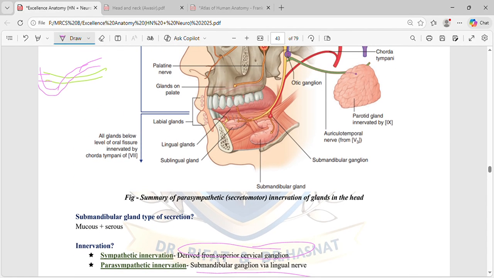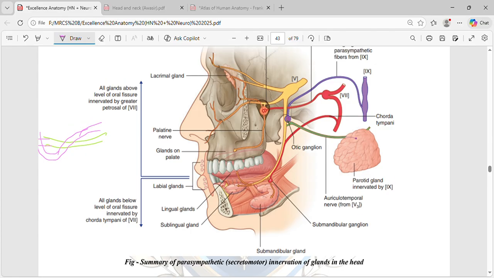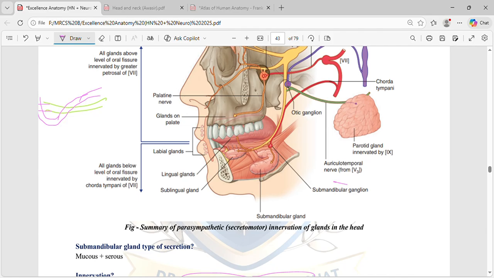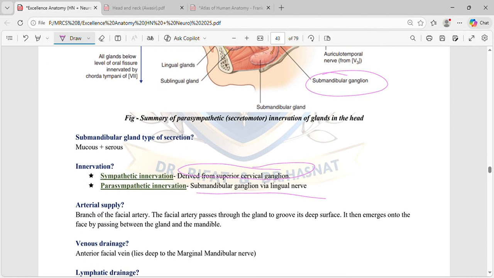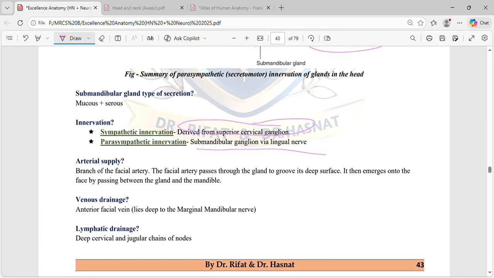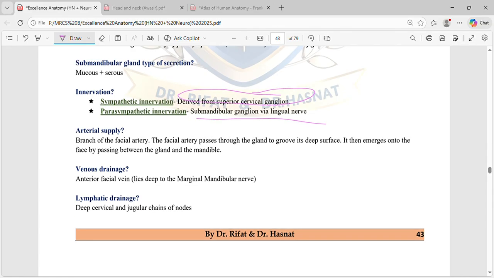So it contains this parasympathetic supply from the submandibular ganglion, from the superior salivatory nucleus, to the lingual nerve, which is also a branch of the mandibular nerve. Arterial supply is a branch of the facial artery. The facial artery passes up through the gland to groove its deep surface. It then emerges onto the face by passing between the gland and the mandible. Venous drainage: the anterior facial vein lies deep to the marginal mandibular nerve, and lymphatic drainage is to the deep cervical and jugular chains of nodes.